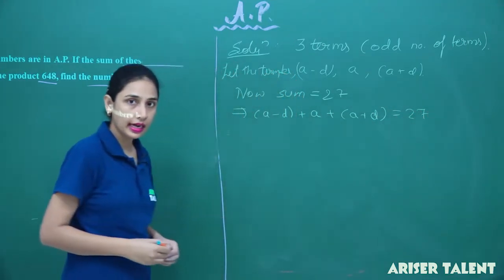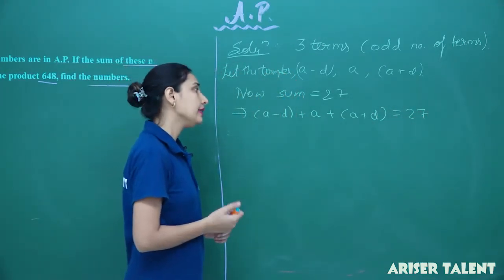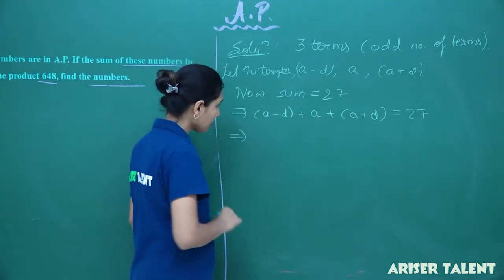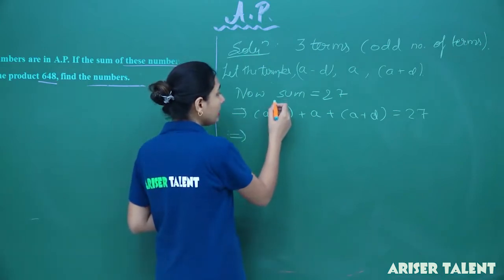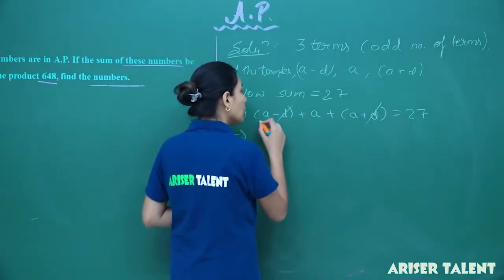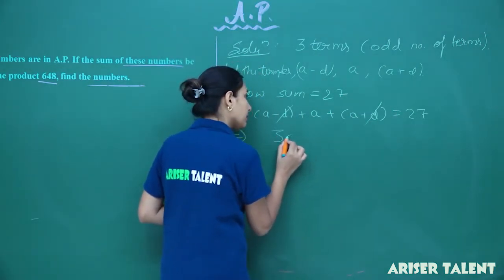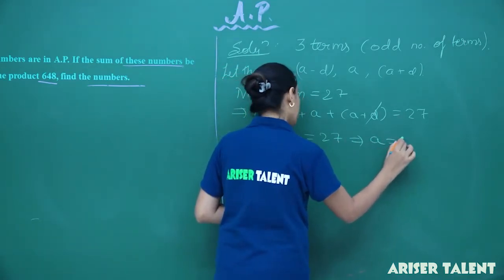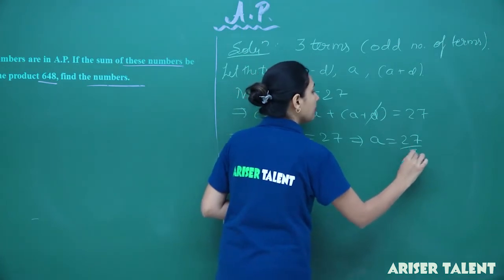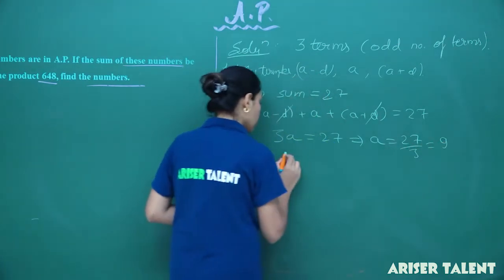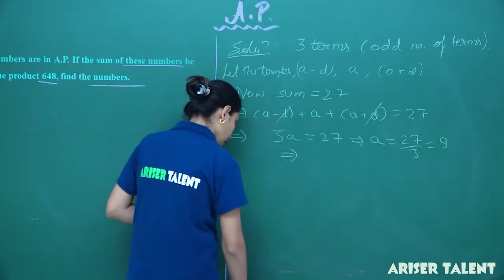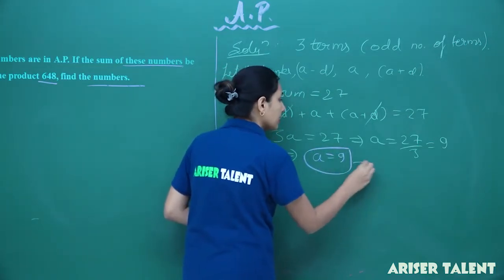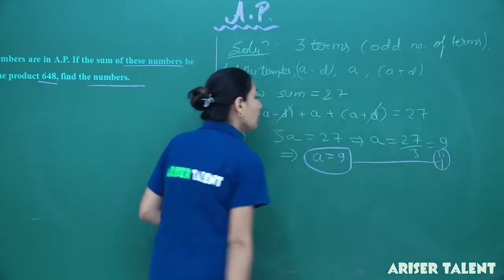27, students, right? Now we can cancel out this D with this D. So that will become 3A equals 27. What does it mean? A equals 27 by 3, which is 9. So we have A equals 9. This is the first result.